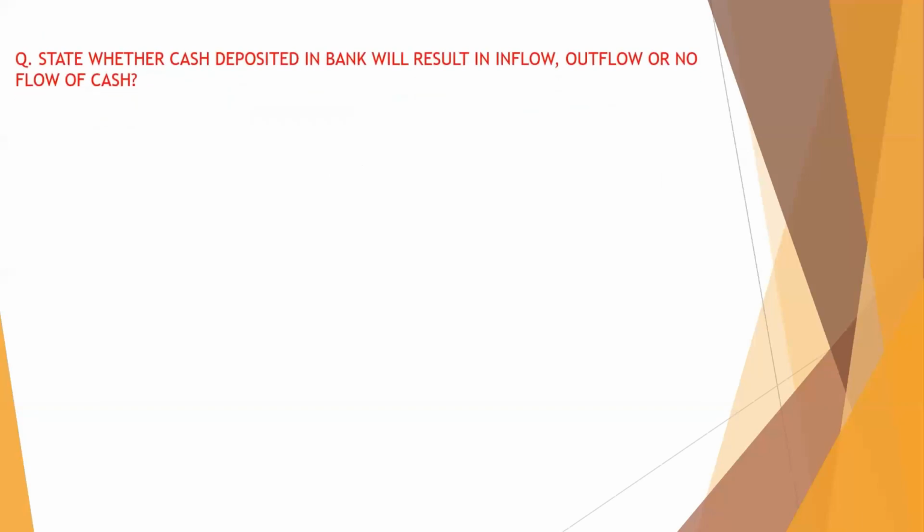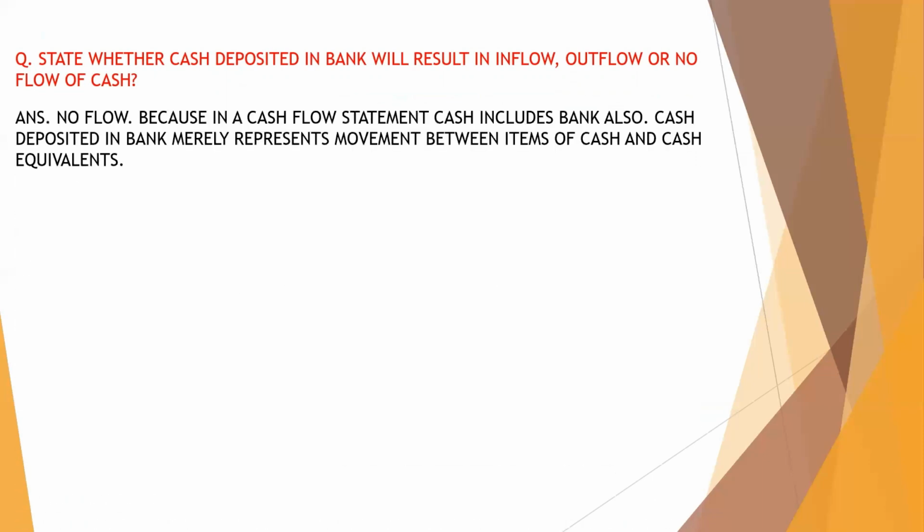Now we have to state whether the cash deposited into bank will result in inflow, outflow, or no flow. See, it is a no flow because we are just taking money from cash and depositing it into bank. So we are just converting one form of cash or cash equivalent into another form.